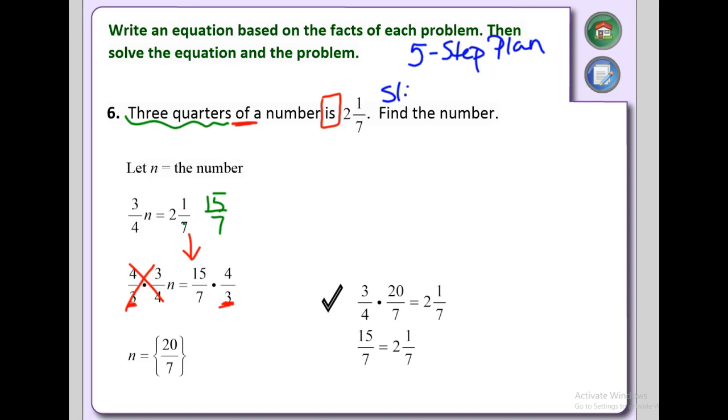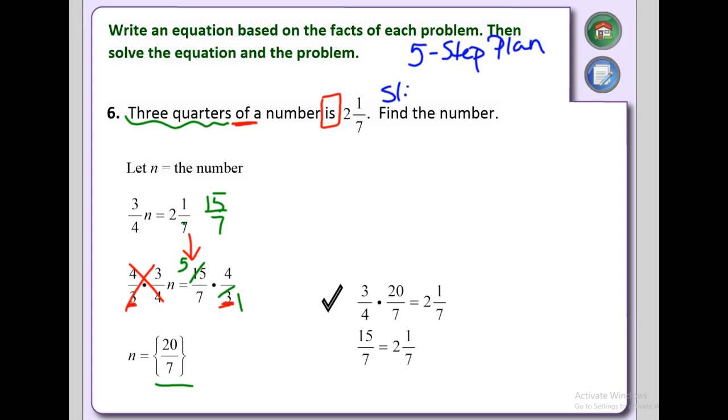Okay? Now, if you notice here, I've got some canceling I can do. 3 goes into 3 once, and 3 goes into 15 5 times. And then we've got 4 times 5, which is 20/7. Everybody understand how I got my answer? Good job.